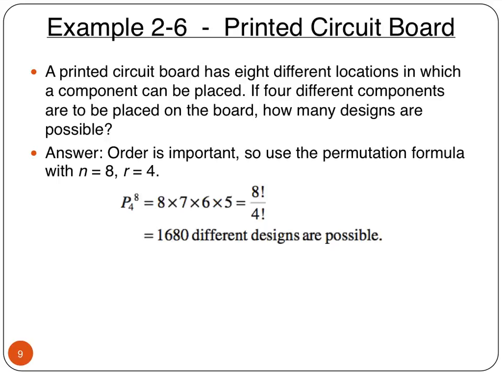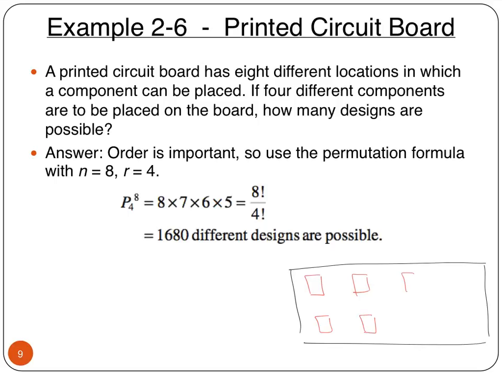Okay. The next slide shows us an example, which is a nice example to have a look at, that illustrates the permutation. So the example says that assume that you have a printed circuit board, right? And this board has 8 possible locations for placing the components on the board. So those red boxes are 8 possible locations for the printed circuit board.